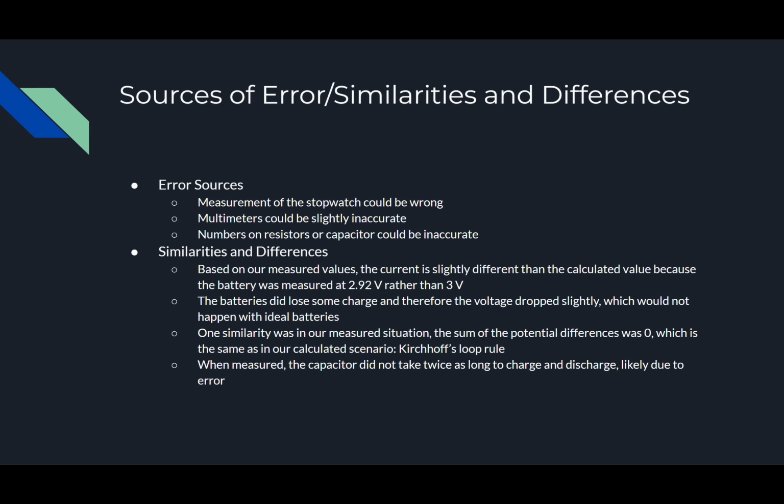Some sources of error are the measurement of the stopwatch, the multimeters could be wrong, and the numbers on the resistors and capacitor could be slightly inaccurate. Some similarities and differences between the measured values and our calculated values: the values of the battery were slightly lower than we assumed, and the batteries lost some charge, which would not happen with ideal batteries. A similarity is that we were able to get the sum of the potential differences of zero, which confirms Kirchhoff's loop rule.